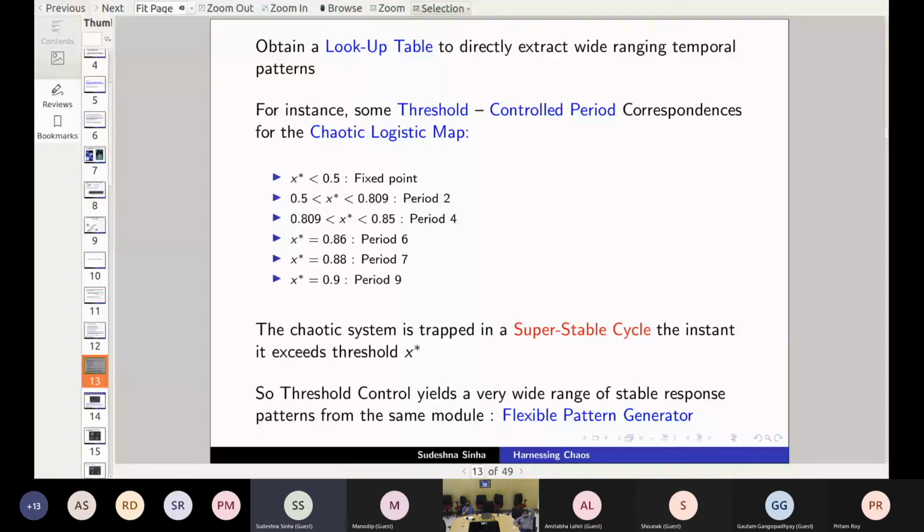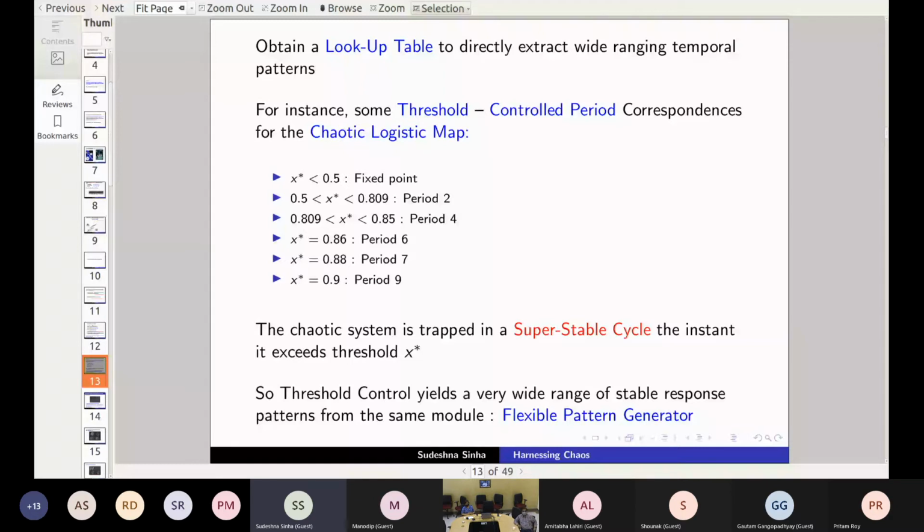We get what I would call a flexible pattern generator, because this threshold you can give at will. So if I want this module to be a fixed point, I give something. If I want it to be a two cycle, I give it something. So in hand, I've got a pattern generator. It's a very powerful object.